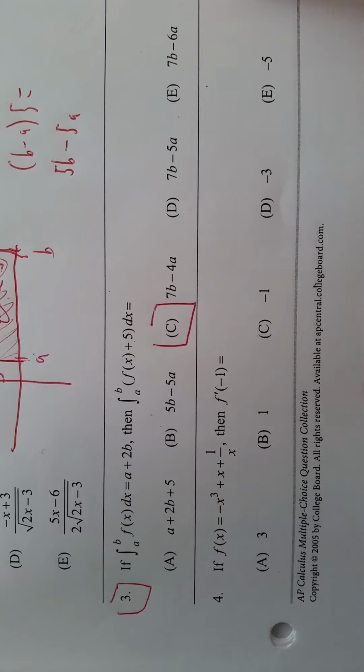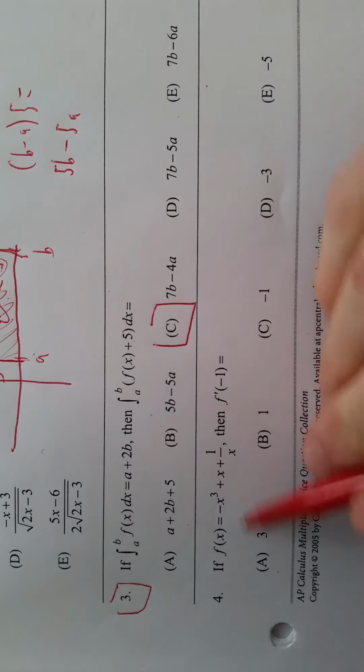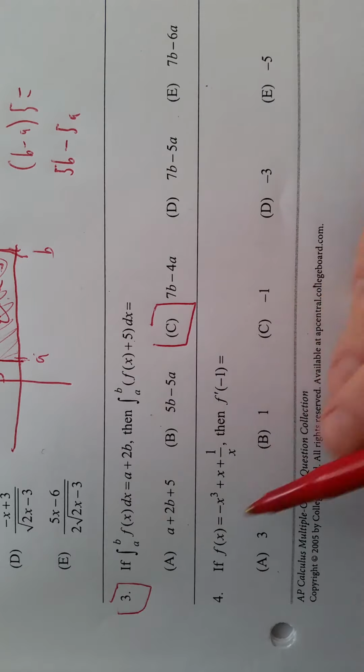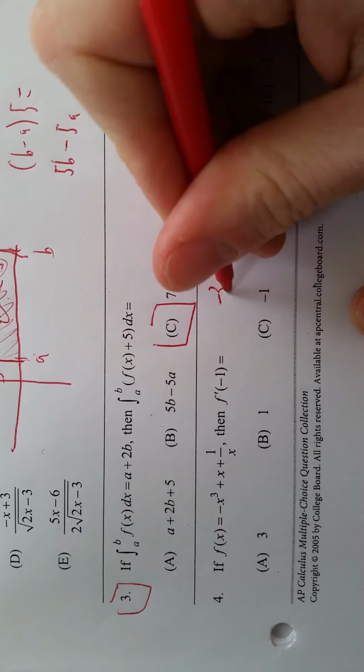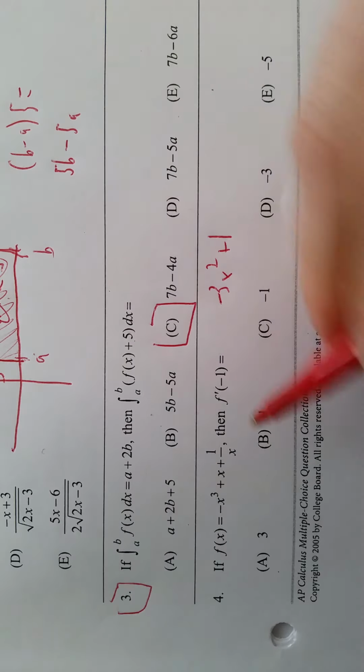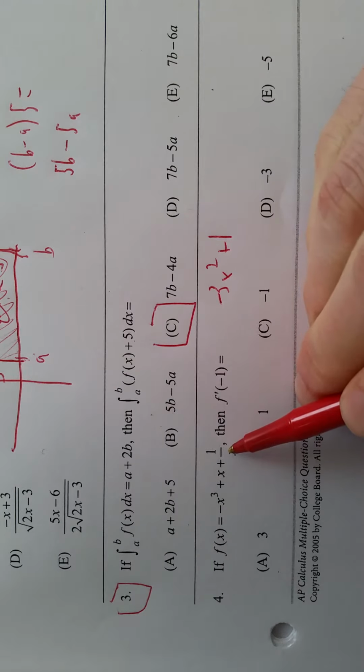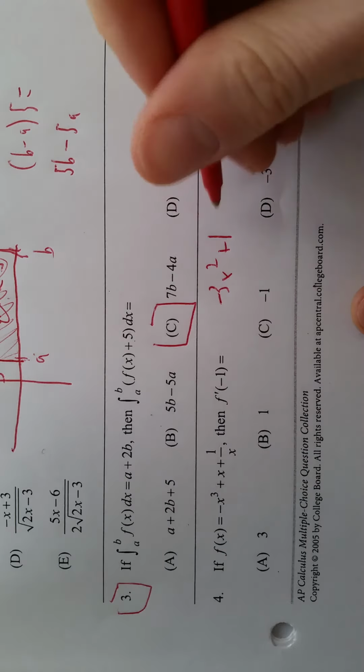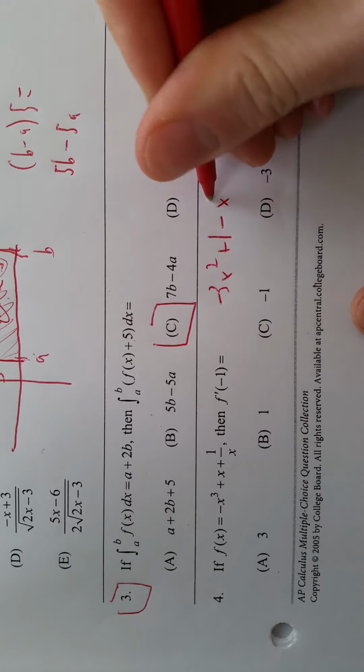Okay, 4 is much less tricky. Okay, so here's a function. We want the derivative at negative 1. So I'm just going to quickly take the derivative, negative 3x squared plus 1. Don't get mixed up. This is the same thing as x to the negative 1. So then bring the negative 1 down. So it's negative x to the negative 2.